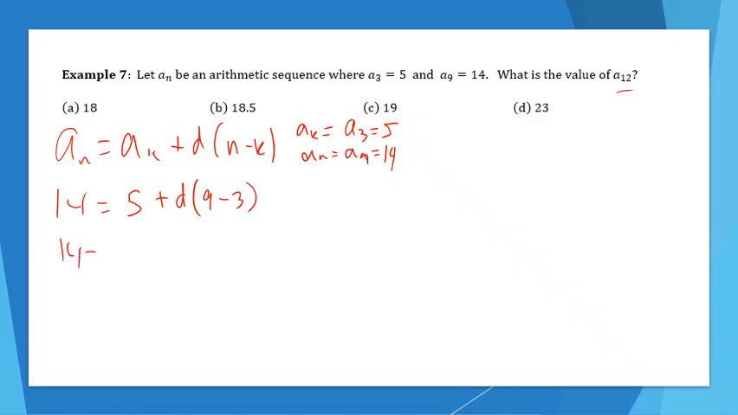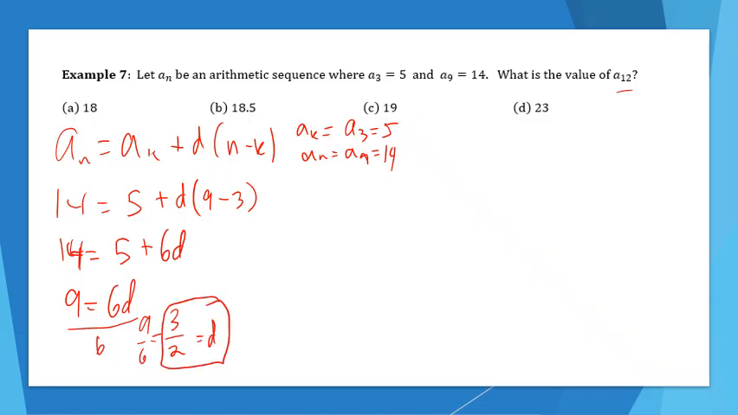Solving this, 14 equals 5 plus 6d. Subtract 5 from both sides, and then divide both sides by 6 to get 9 over 6 or 3 over 2. Right? This is 9 over 6, which is your common difference. And so you could have 1.5 equals d. This would be one where you could need a calculator for, so just be aware of that.